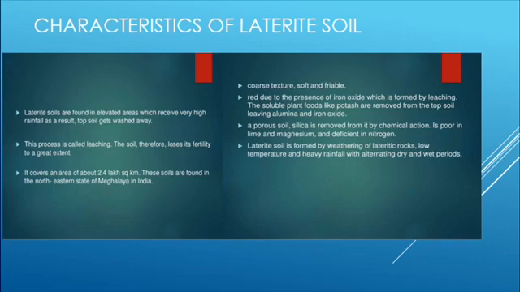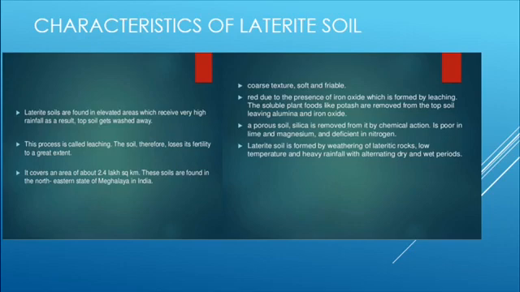The soil covers an area of about 2.4 lakh square kilometers. The soil is coarse in texture, soft, variable in nature, and red in color because of more iron oxide in it. The soluble plant food like potash is removed from the topsoil, leaving alumina and iron oxide. It is a porous soil; silica is removed from it by chemical action. It is poor in lime and magnesium, and deficient in nitrogen. That is why it is infertile in nature.